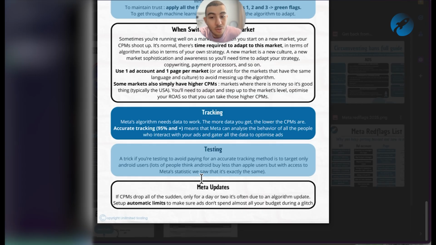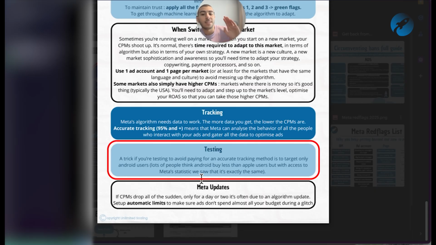On your testing, you could, for example, just target Android users. This way you don't have tracking issues, because tracking issues are mostly on Apple users. So if we're tracking only Android users, usually your tracking will be very good. And basically you'll be all good to go. This doesn't really apply if your market is a high-end audience that wants to buy expensive stuff. But for general ecom, general dropshipping, this actually makes sense to make sure that you have your testing done properly.